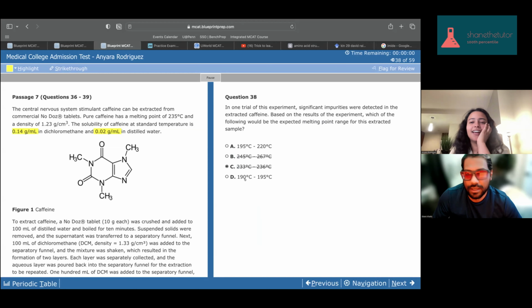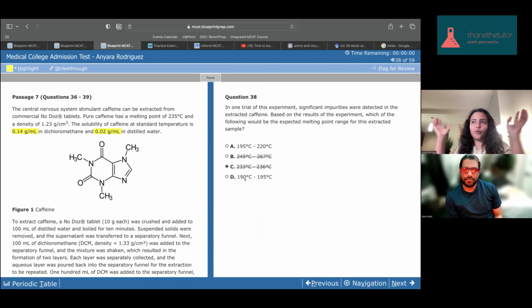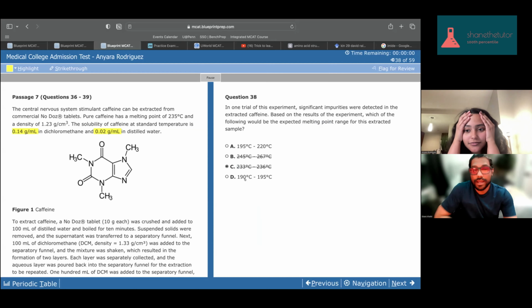I don't know. I feel like my range may be higher if it's more impure. That's my guess. Like longer, wider. Yeah, I don't know.